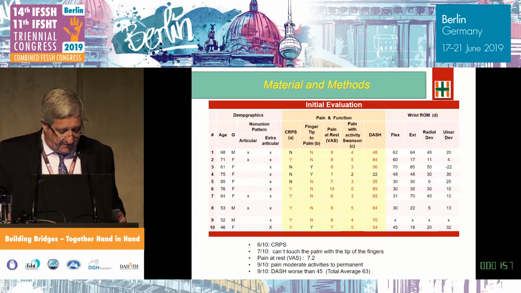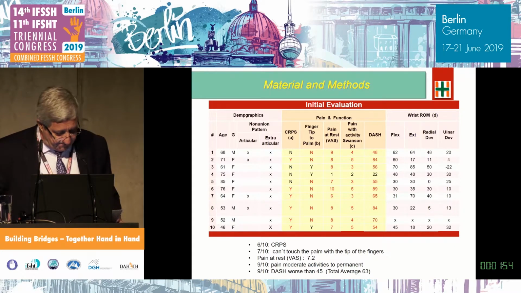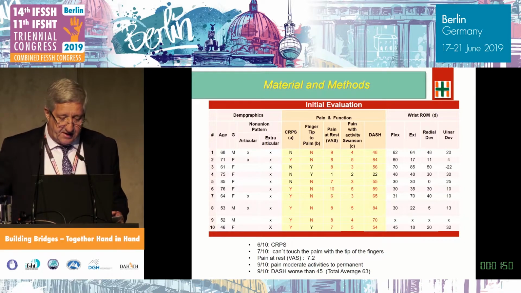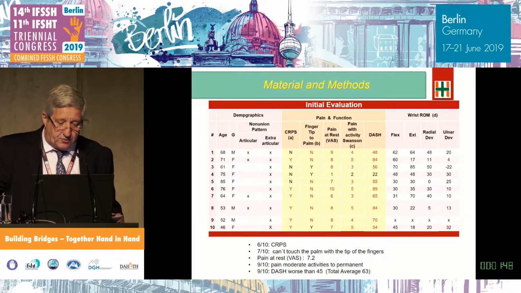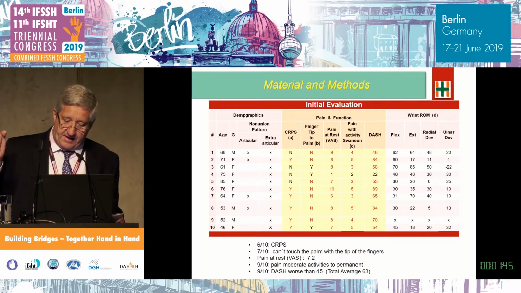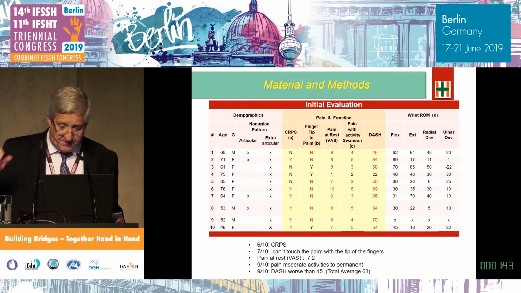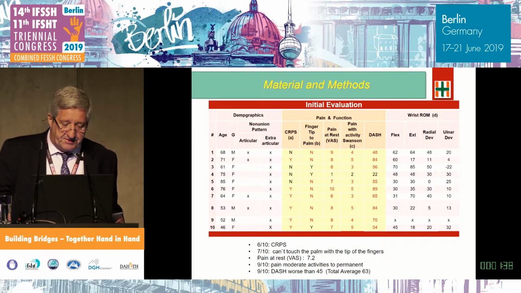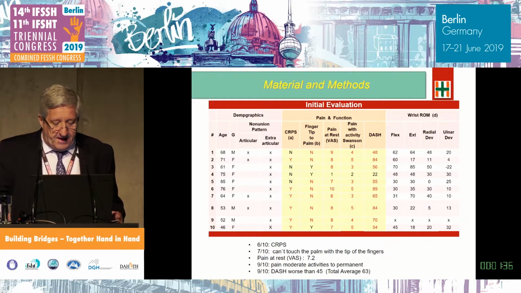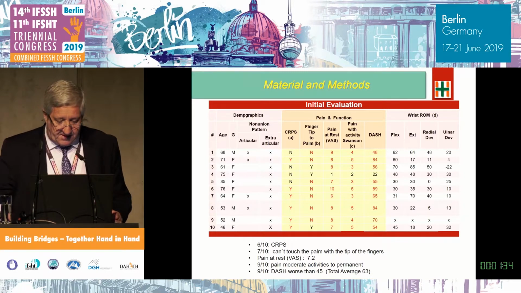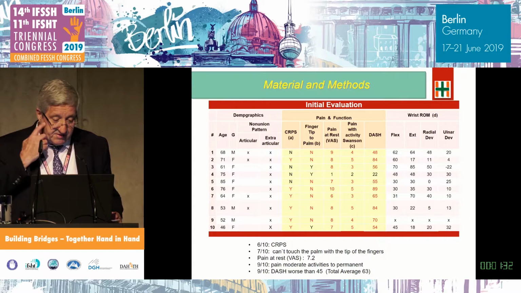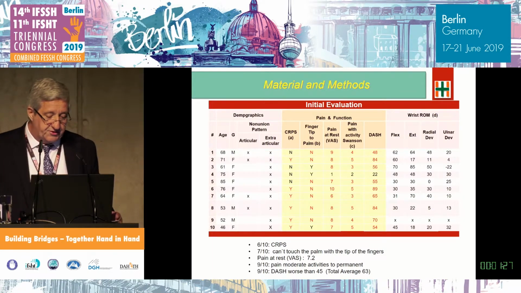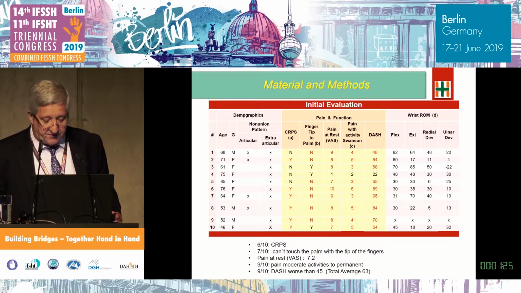We focus on pain and function evaluation. Initially, 6 of the 10 patients had CRPS, 7 couldn't touch the palm of their hand with the tip of the fingers because of a limited range of motion. Pain at rest averaged 7.2. 9 of the 10 patients had pain with moderate activity, so permanent pain, and 9 had DASH score worse than 45 with an average of 63.